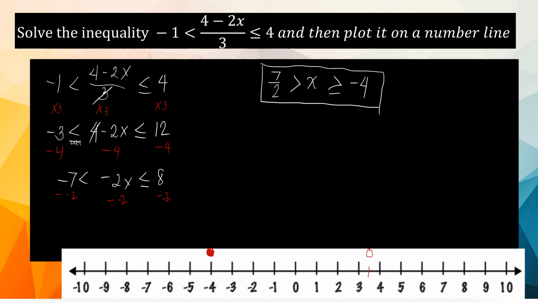Okay, so just double check. It says that your x is less than 7 over 2, so it goes left, right? And your x is greater than negative 4, so it goes right. So meaning all we need to do is to connect them. Okay. So this is the answer for our first example.